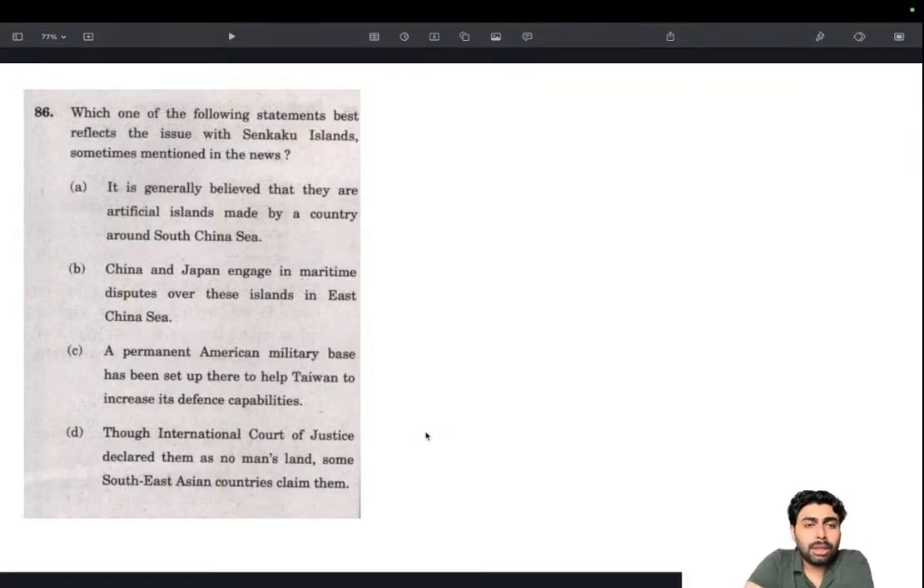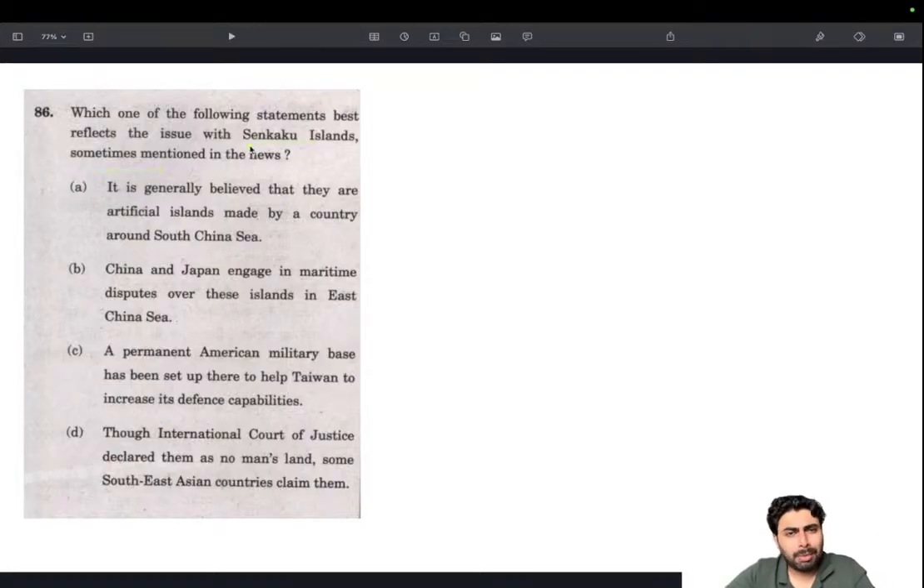Which of the following statements best reflects the issue with Senkaku Islands? This was slightly on the easier side, because the South China Sea issue, back then, was the hot topic. South China Sea, Afghanistan. The news has shifted to Ukraine, Russia, Israel, Palestine, Iran. Back then those were the hot topics. So Senkaku Island was very frequently in the news, so it's hard to miss.